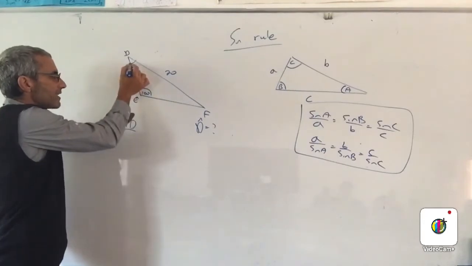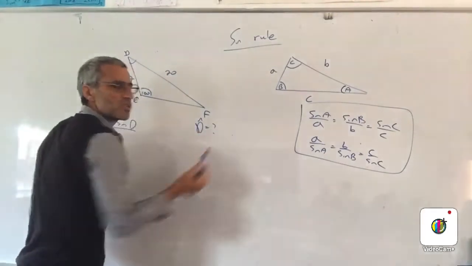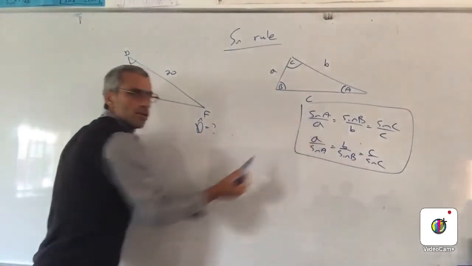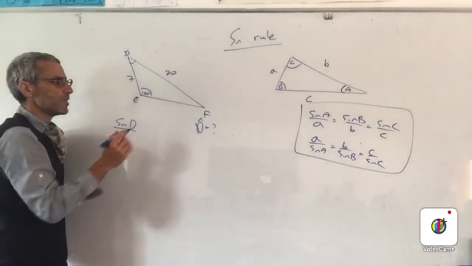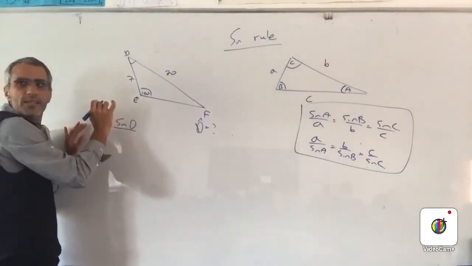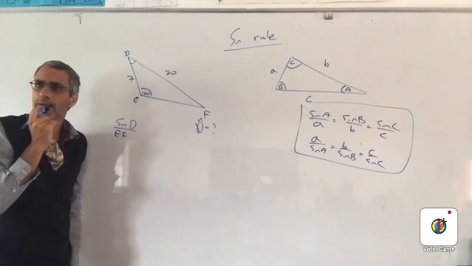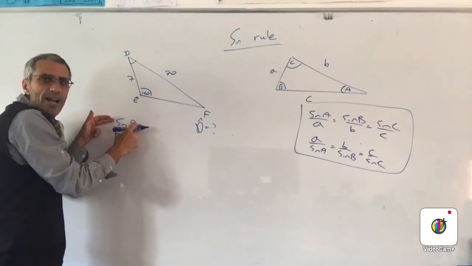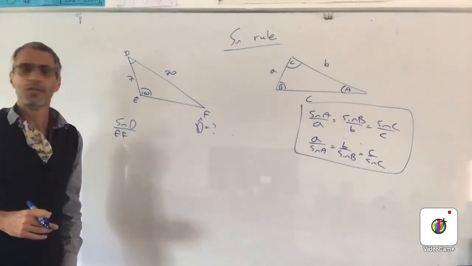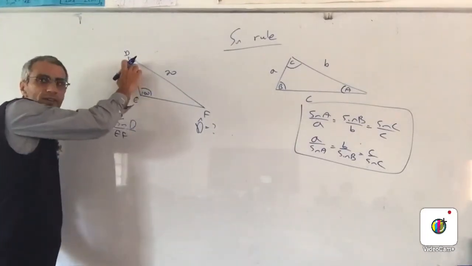If I had sine D, what do I need to divide sine D by, according to the sine rule? Which side? I always divide by the side opposite the angle. But there's no C here. You've got to use EF. Do we know EF? We don't know. So we don't know sine D and we don't know EF. That doesn't work, does it? So that means I won't be able to find sine D directly.